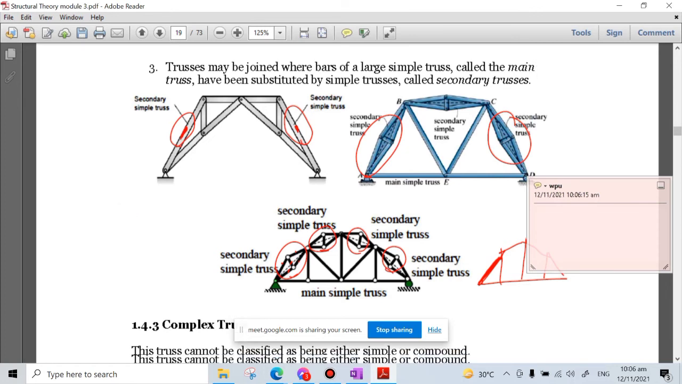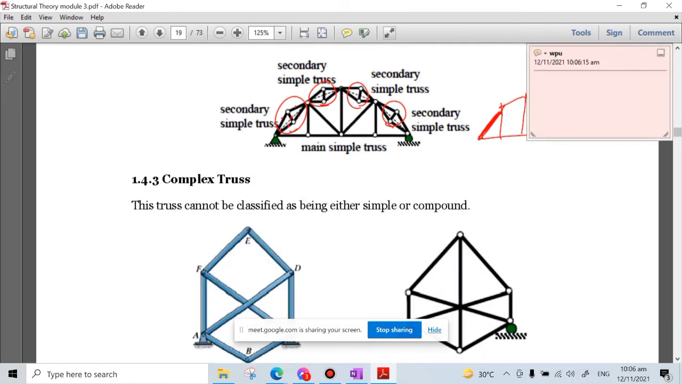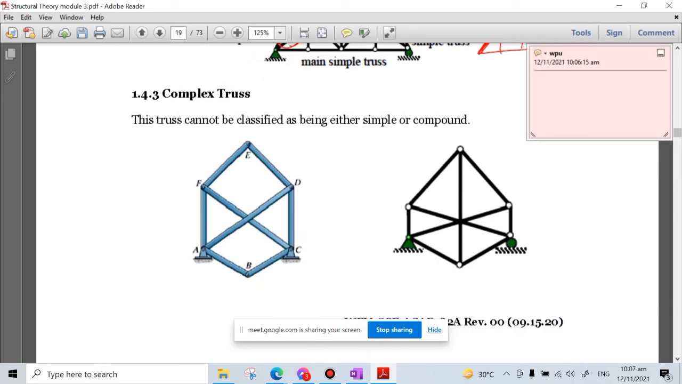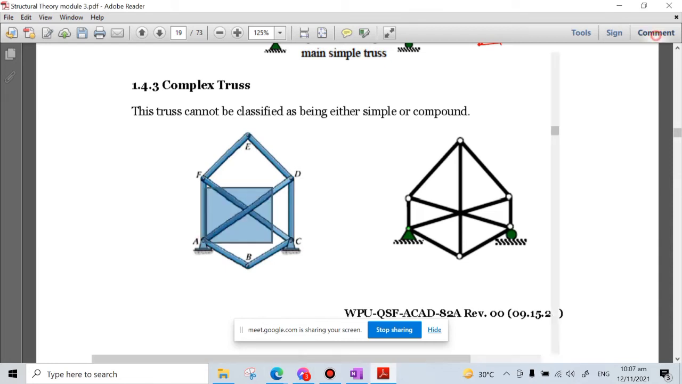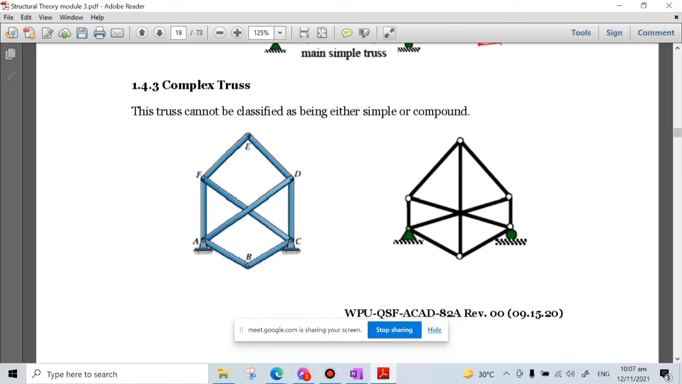And number three, we have the complex truss. So, ano si complex truss? This truss cannot be classified as being either simple or compound. If it will not fall to simple or to compound, so let us consider this as a complex truss. Now, usually, itong mga complex truss, itong may mga overlap na mga members. Ito, so, ito, at saka to.